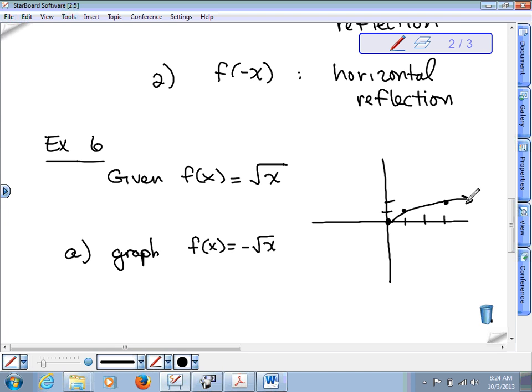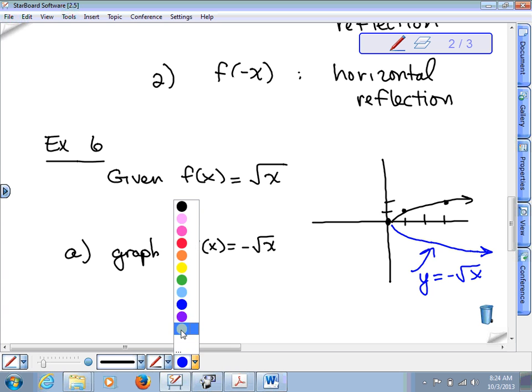Instead of going up and to the right, it goes down. This right here is the graph y equals negative square root of x. When we look at both of these together, now doesn't it look like a sideways parabola? All right, last one, then we'll move on to the last part of the lesson.